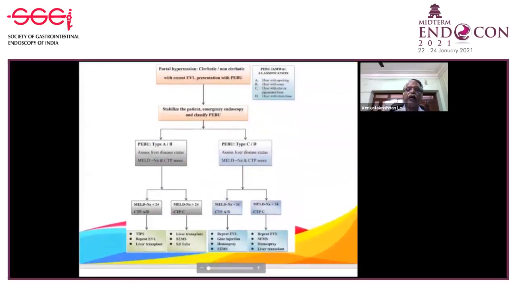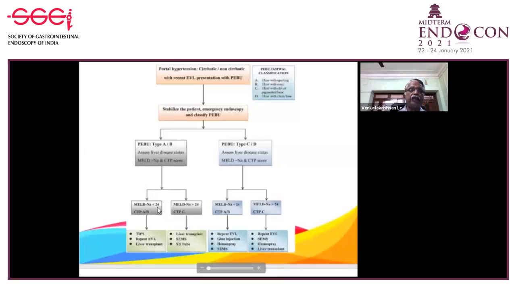The study from ILBS has given us an excellent algorithm published by Kapil Jamwal, and he has classified, again to repeat, that there are 4 types of ulcers. Type A, ulcer with spurting; B, ulcer with ooze; ulcer with clot is type C; and ulcer with a clean base type D. So any patient who comes with a post-banding ulcer bleed, the recommendation is stabilize the patient, emergency endoscopy, and classify the post-banding ulcer. If the ulcer is type A or B, that is spurter or ooze, you assess the liver disease status, look at the MELD, and look at the Child status.